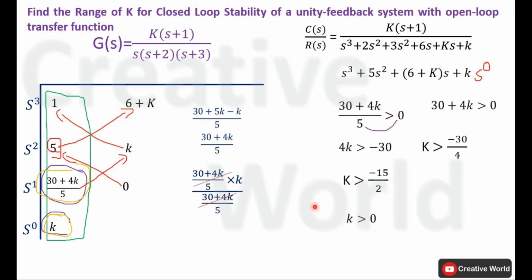So now we have two ranges of k. One is k should be greater than minus 15 divided by 2, and the other one is k should be greater than 0. If we take this range of k, in this case this entry will become positive but this one will become negative. So it is violating the rule. That's why we will take this range of k. In this case both entries will always remain positive. So the range of k for the stability of this closed loop system is that k should always be greater than 0.